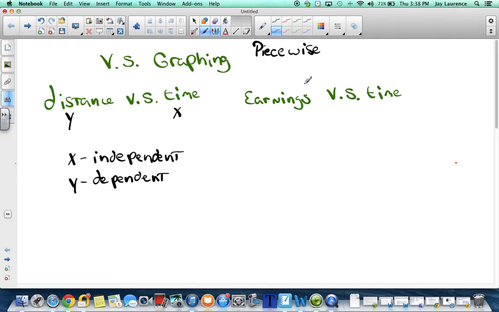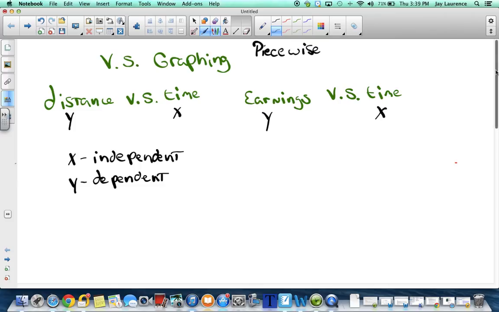The money you make at a job, does that depend on how long you work? Or does the time you work depend on the money you make? Well, that second one doesn't make sense, does it? Earnings depend on time. So again, time is your independent variable. It stands alone. Like with the Declaration of Independence, we told England, we don't want to be a part of you anymore. We want to be independent of you. And the earnings, the longer you work, the more money you're going to make. And so that is your dependent variable.